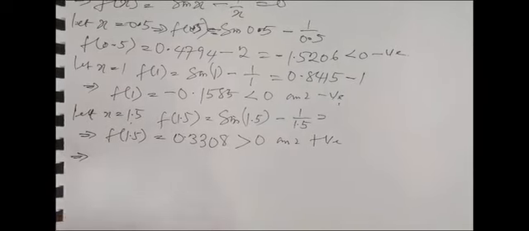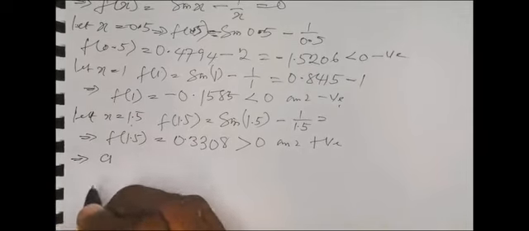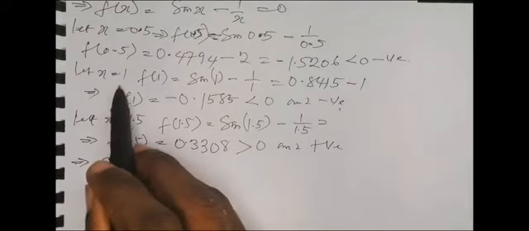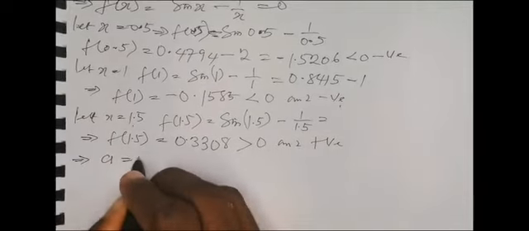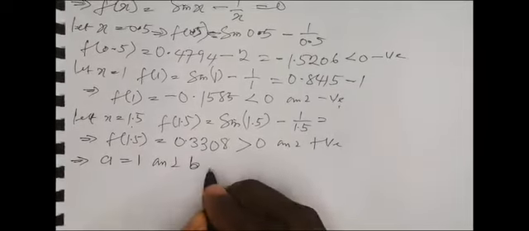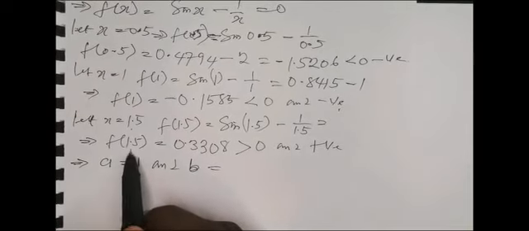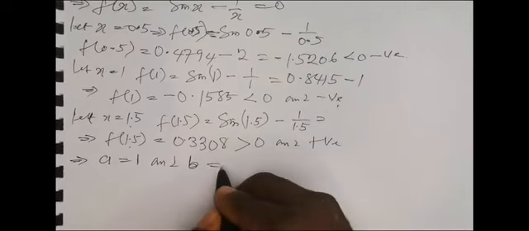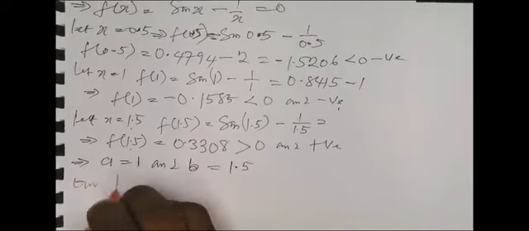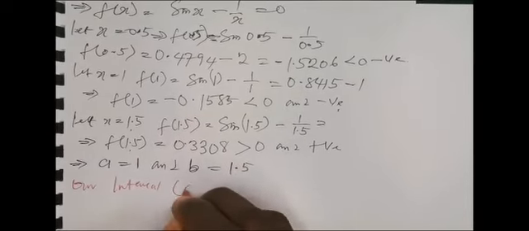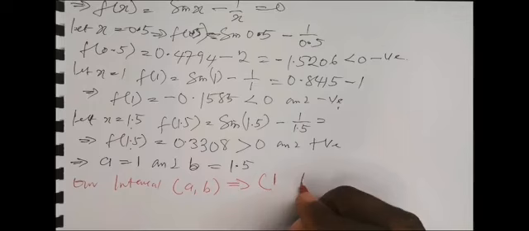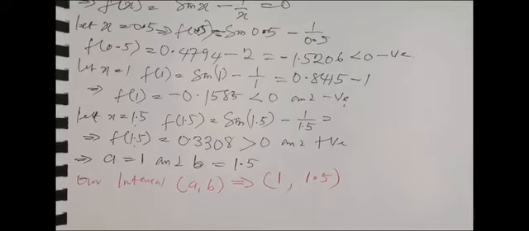Remember I said in the first video, a is the value that lies on the negative side. When we put in x as 1, we obtained the function to be negative, so a is equal to 1. And b is the value that gives the function a positive result. When we put in the value of x as 1.5, we had it to be positive, so b is equal to 1.5. Therefore our interval, which is a, b, is simply a equals 1 and b equals 1.5. So this is our interval.